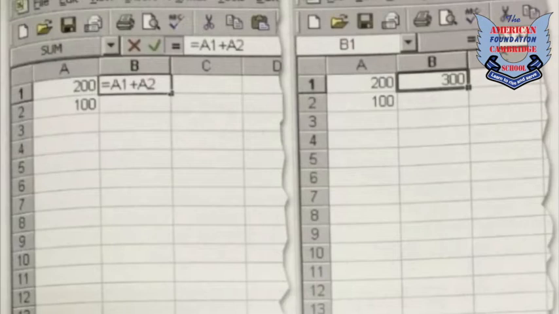When you type =A1+A2 and press enter, in the next picture you can see you got the answer in cell B1. This is the way to use the formula. In the same way, you can use the formula for subtraction, multiplication, division, and you can also find the percentage as well.